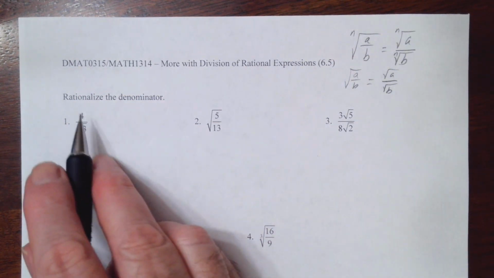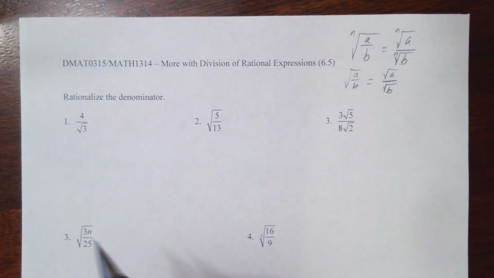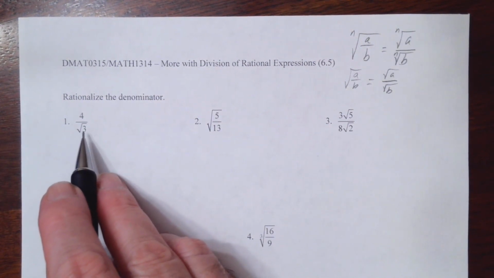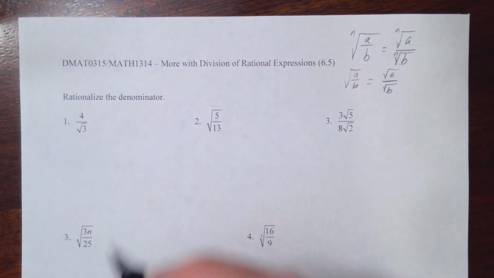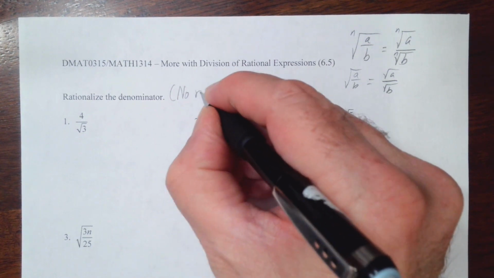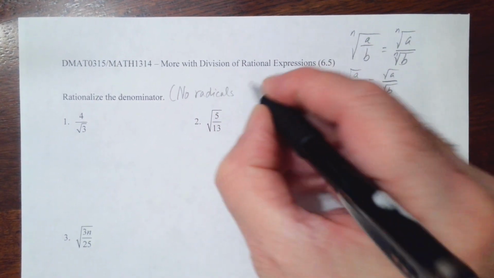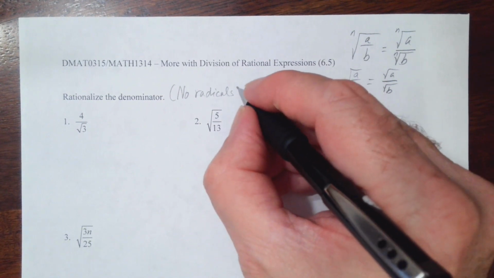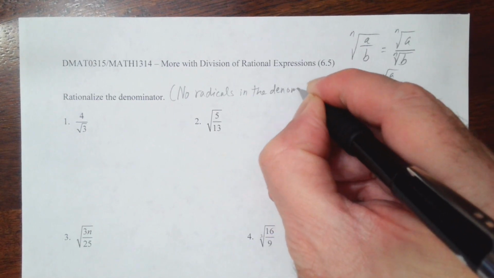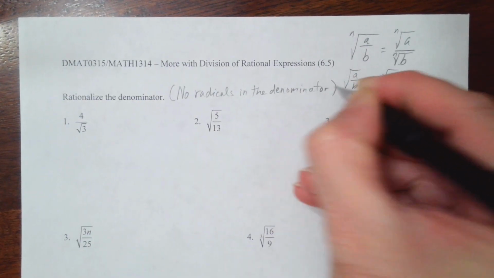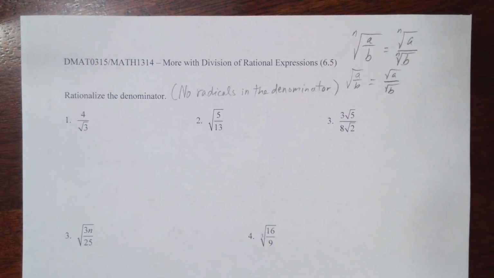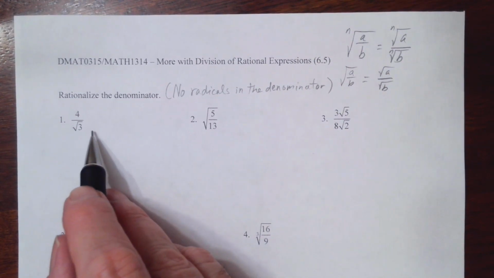So first of all, it says here, rationalize the denominator. So what are they talking about? Well, the denominator, so basically I'm going to just do this. What we're saying is we don't want radicals in the denominator. So that's what we're saying. We say rationalize the denominator. So in other words, we need to get this radical out of the denominator.